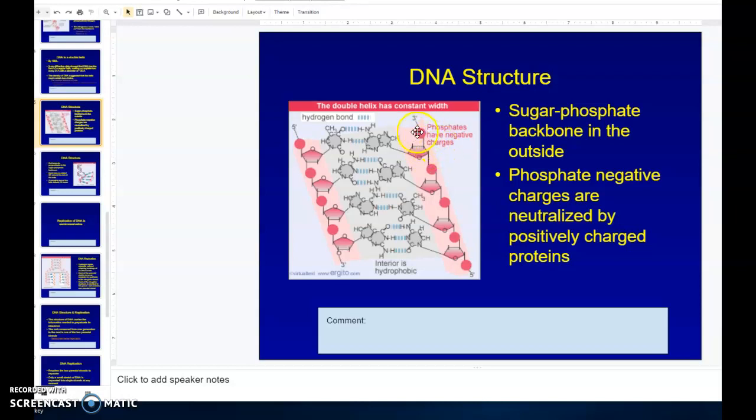The proteins will bond to the phosphates out here. And what they do is neutralize the charge, but they also help coil this helix. So as they are coiling the helix, they're bonding and creating those turns in the DNA. Again, those turns help minimize mutations. They protect the DNA from mutation and damage.